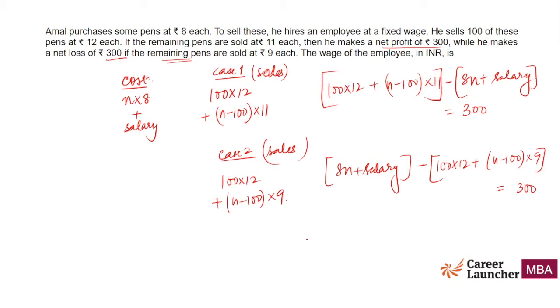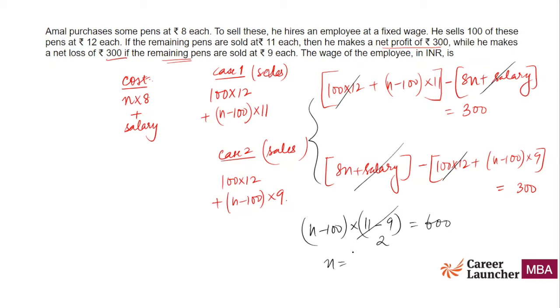So we have to figure out the value of salary. It means we have to get rid of n, which will be difficult. So what we can do is add both these equations. So these two will go away. We will have 1200. Oh, okay, this one will also go away. We will have n minus 100 into 11 minus 9, right, is equal to 600. So this is 2, so n will turn out to be 400. 300 into 2 is 600. So n is 400.